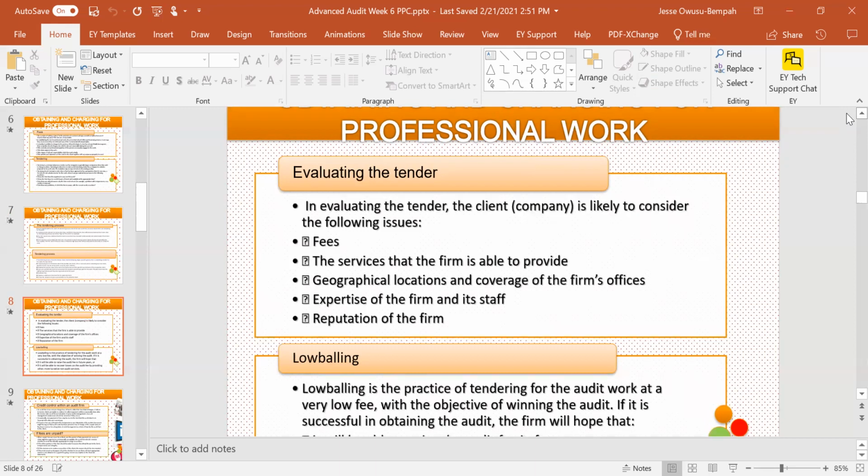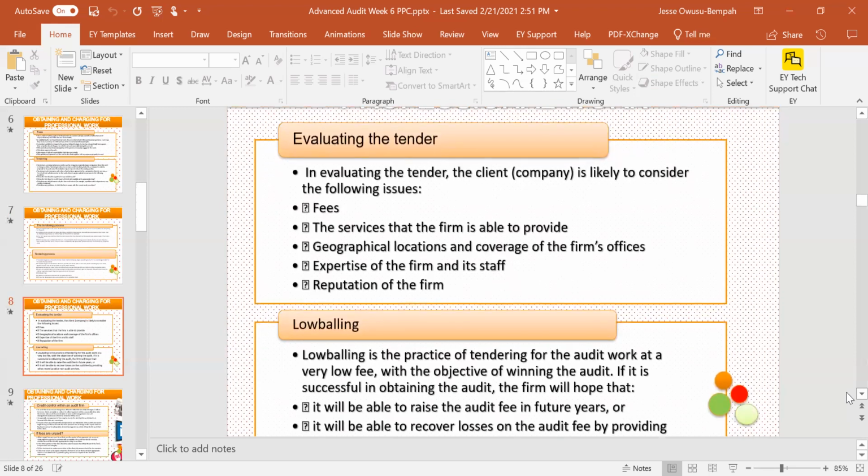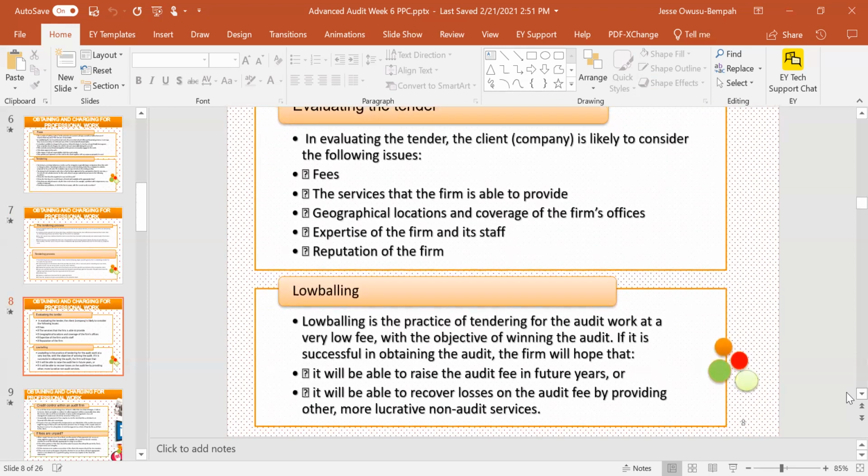Another thing is the expertise of the firm and its staff. That's another thing they want to understand. What is the expertise of the firm and the staff? Then the reputation of the firm. So these are some considerations that the clients would make.